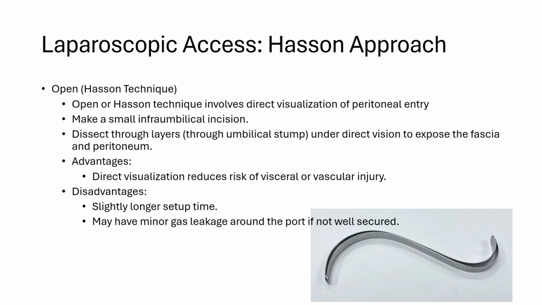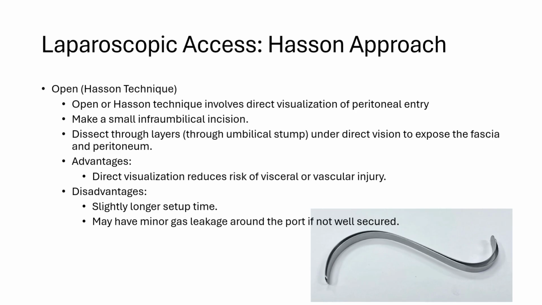One of the major advantages of this technique is improved safety. Because the surgeon is directly visualizing the tissues during entry, there's a lower risk of injury of intra-abdominal structures or major vessels. However, like any technique, there's also disadvantages. The Hasson approach typically takes more time, requires more instrumentation, and also the procedure is longer compared to the Veress technique. And when we're dealing with surgery, efficiency matters. Shorter operative time can mean less time under anesthesia for the patient.